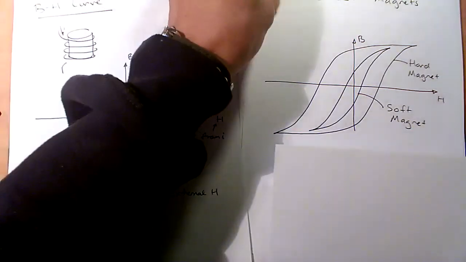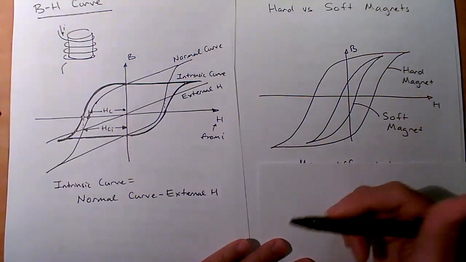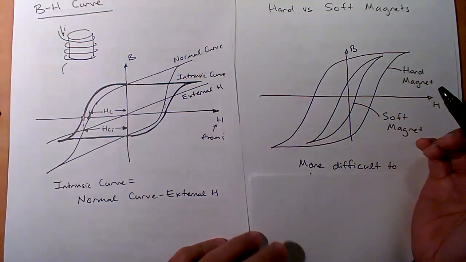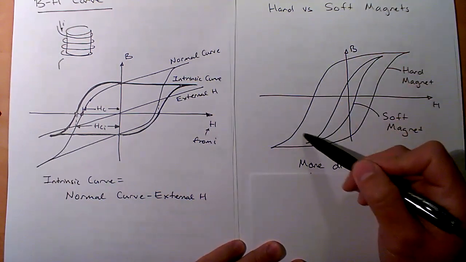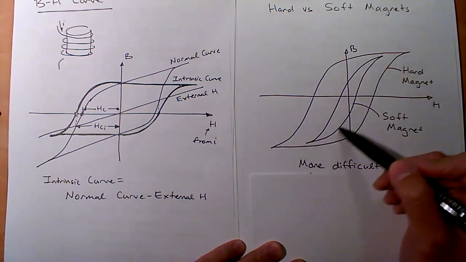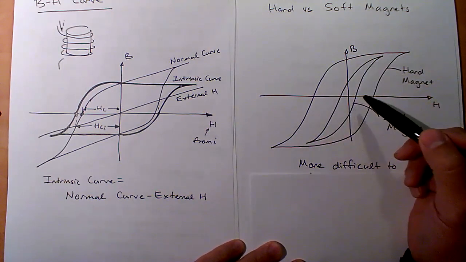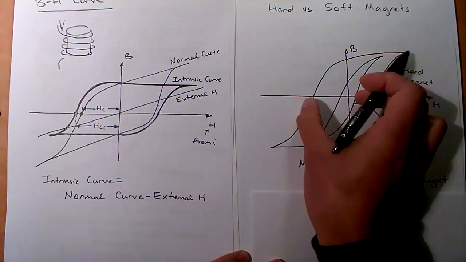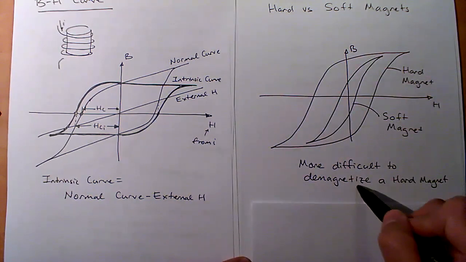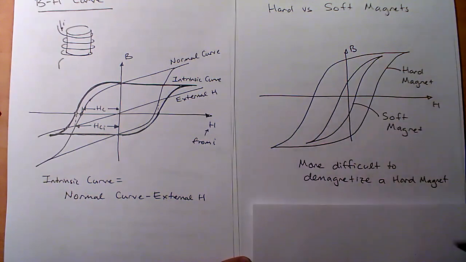Another curve that I just want to show you is the comparison between a hard and a soft magnet. A hard magnet will have a bigger hysteresis curve, more area here, whereas a soft magnet has a smaller hysteresis curve. And I hope you can see that this harder magnet is going to have a bigger HCI. It's going to be more difficult to demagnetize that hard magnet.